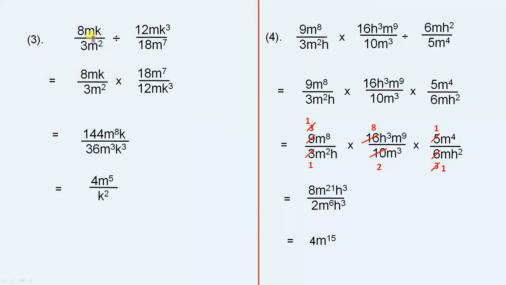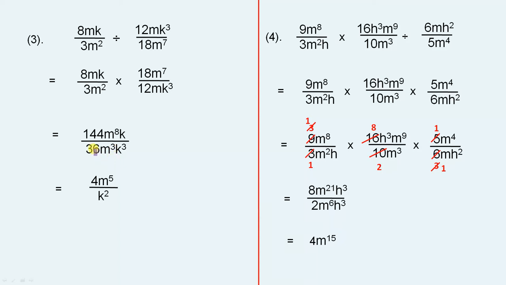Number 3, we have this fraction divided by this one. The division sign changes to a multiplication sign, and that second fraction is turned upside down. So we multiply the numerators to get 8 times 18 is 144, and when we multiply the letters together, we get m to the power of 8, k. For the denominator, 3 12s are 36. When we multiply m squared by mk cubed, we get m cubed k cubed.